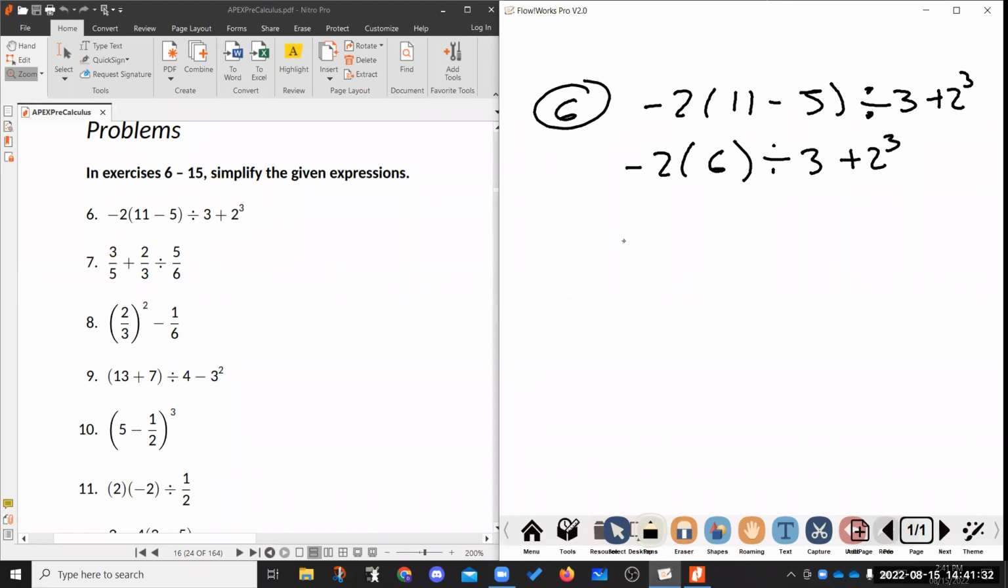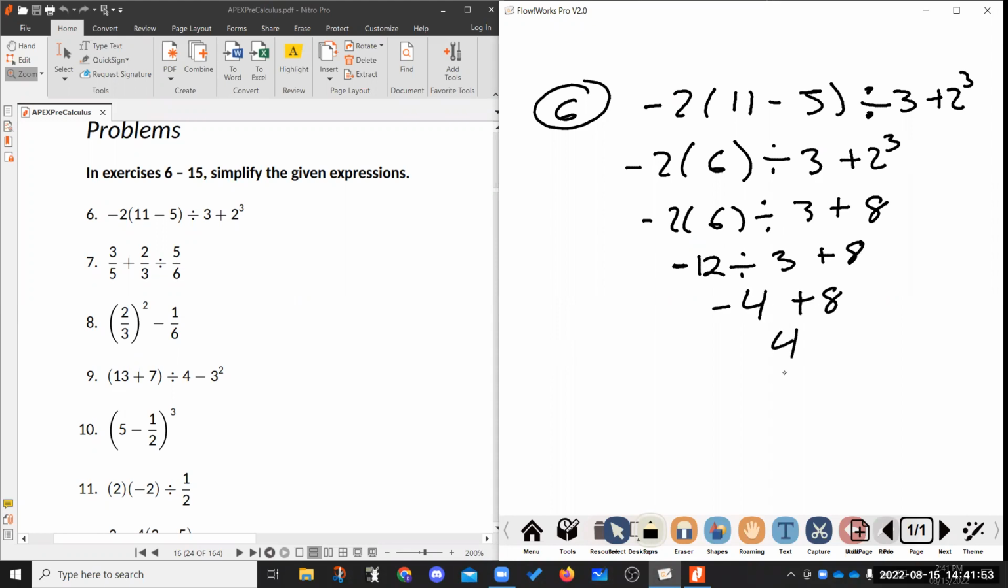Now we have exponents to deal with before we deal with multiplication or division. 2 to the 3rd is 8. Now we're going to do this multiplication before that division because it comes to the left. Now we're going to divide. We're dividing unlike signs, and we get an answer of 4.